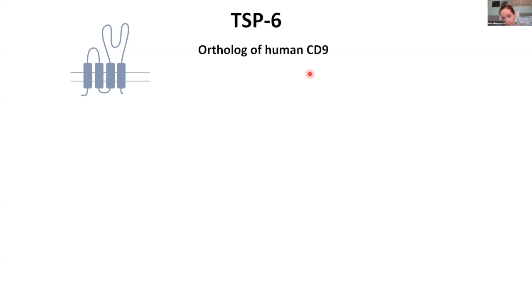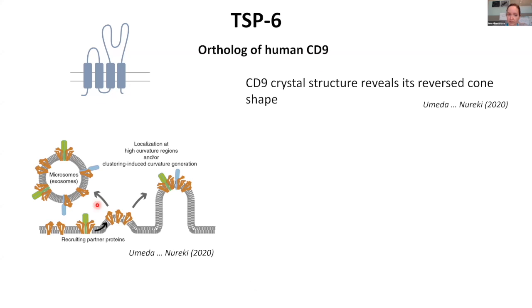So the next cargo that we validated was the ortholog of human CD9 that is common in EV preparations from human fluids, right? So that's a tetraspanin. Tetraspanins have a special structure, an inverse cone, and they promote EV biogenesis. When they concentrate on the membrane, they start bending the membrane.